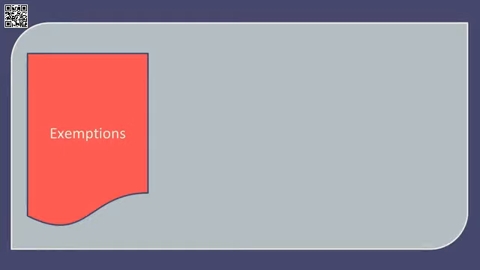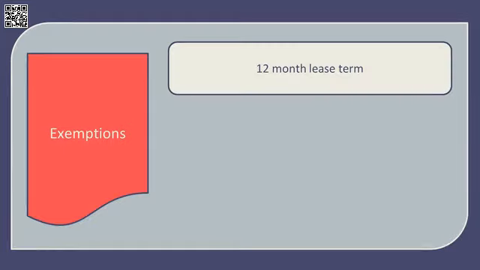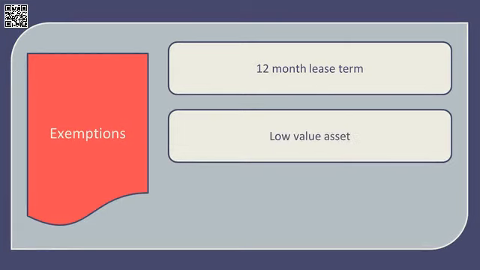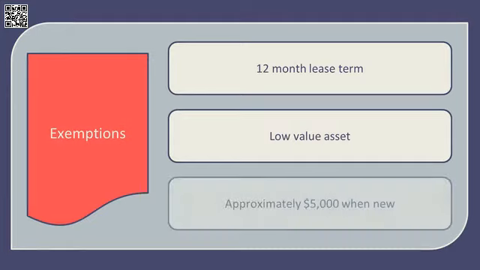And the good news is that if you have a lease agreement with a maximum lease term of 12 months or less, it does not have to be capitalized. It is not within scope. Furthermore, if you have low value assets, these are excluded as well. Now, the indicative level for low value is currently set at $5,000 or less when the asset is new. So if when new the asset has an indicative value of $5,000 or less, it is exempt from the capitalization and thus the scope of IFRS 16.